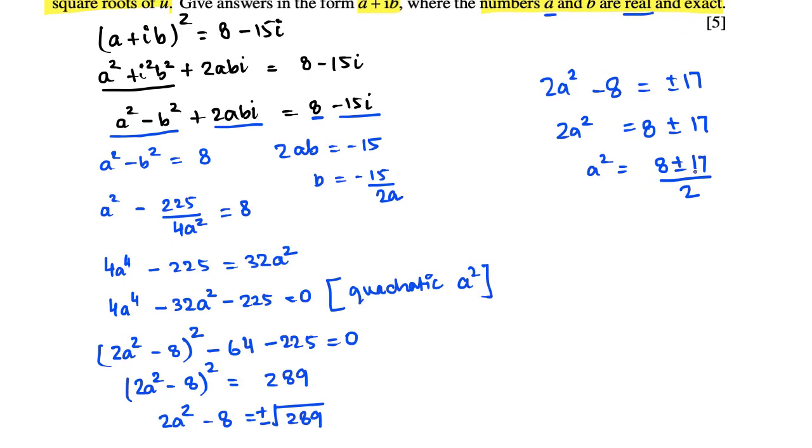So we will not have the negative value over here, because if we take negative 17, then 8 minus 17 will give us negative 9, which is not a possible value, because a square cannot be negative when it is a real number. So we have the possible value a² = (8 + 17)/2. So a = ±√(25/2), which further simplifies to ±5/√2.